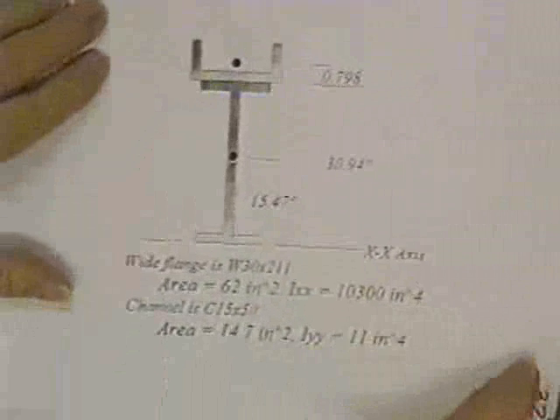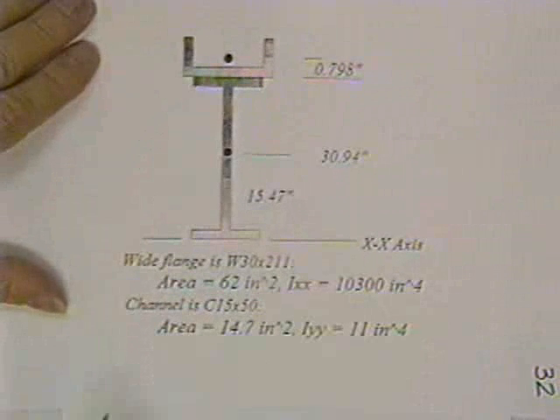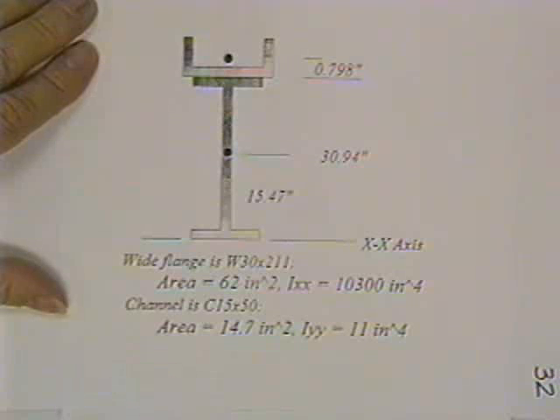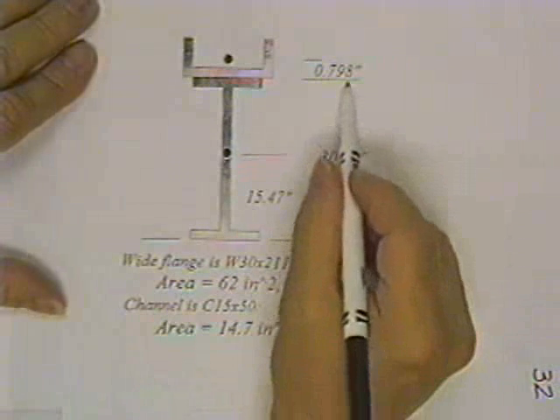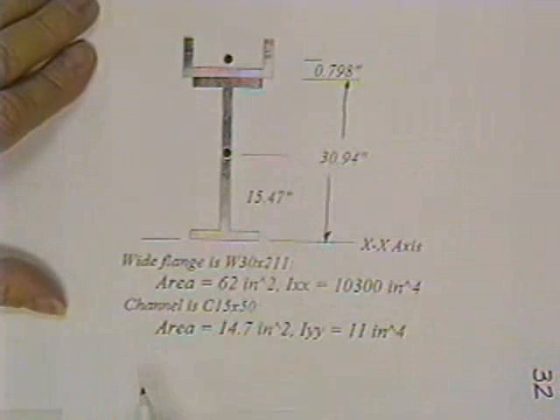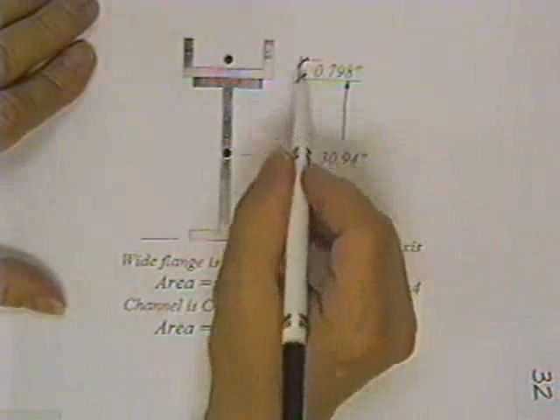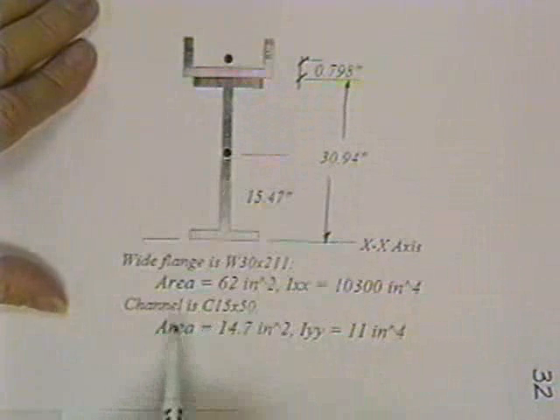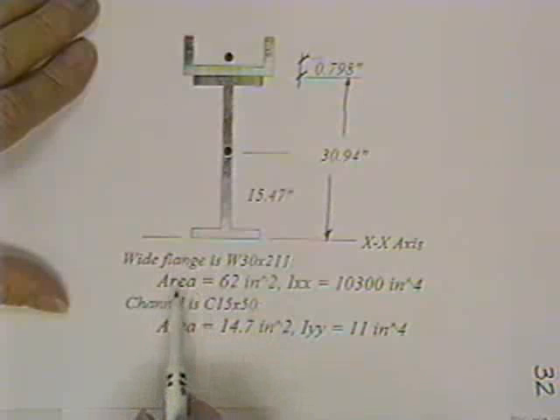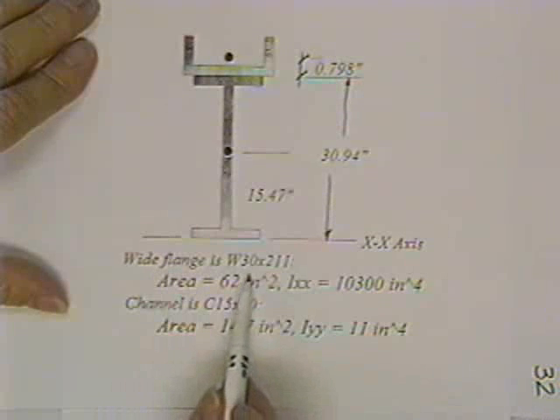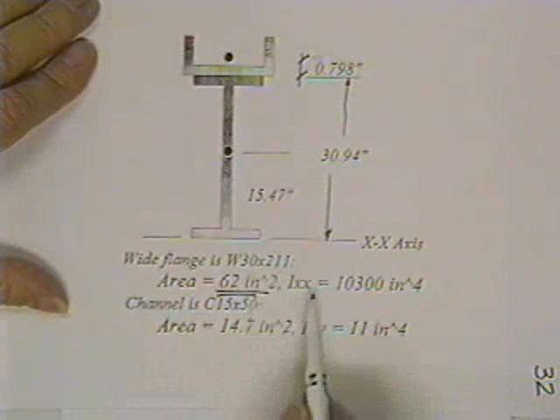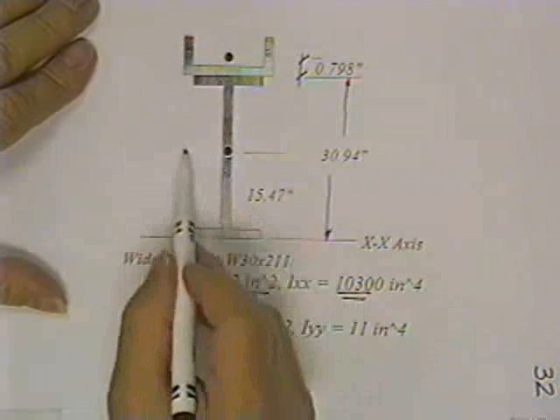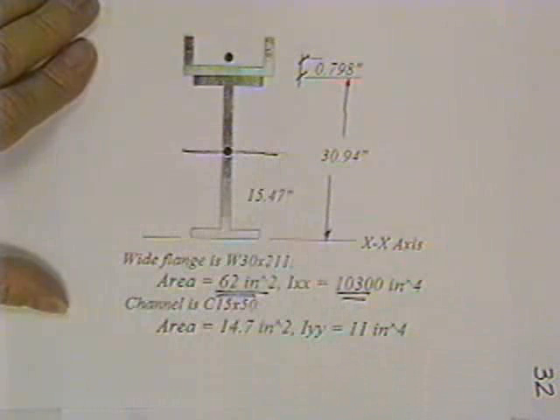Alright, sometimes they'll give you a channel on top of a wide flange. And they'll go ahead and tell you that this wide flange is 30.94 inches deep. And they'll tell you how far it is to the centroid of the channel. And they'll look in a book and they'll say the wide flange is a 30 by 211, which has this many square inches of area and has this moment of inertia about its own personal centroid.